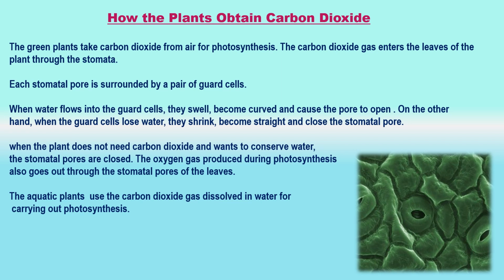In most broad-leaved plants, the stomata occur only in the lower surface of the leaf, but in narrow-leaved plants, the stomata are equally distributed on both the sides of the leaf. Another point to be noted is that the aquatic plants use the carbon dioxide gas dissolved in water for carrying out photosynthesis.